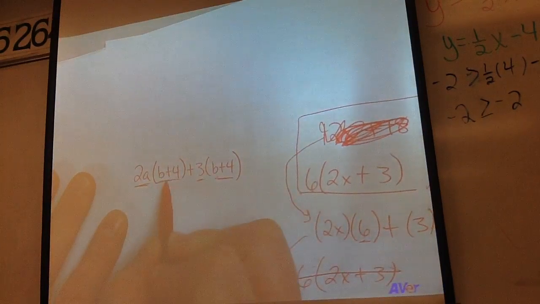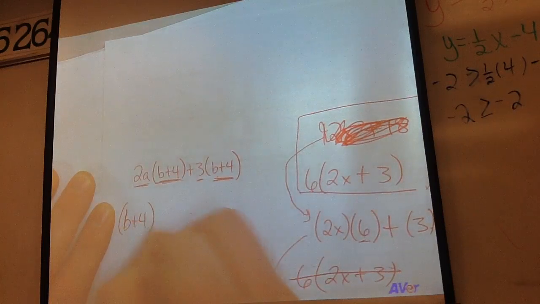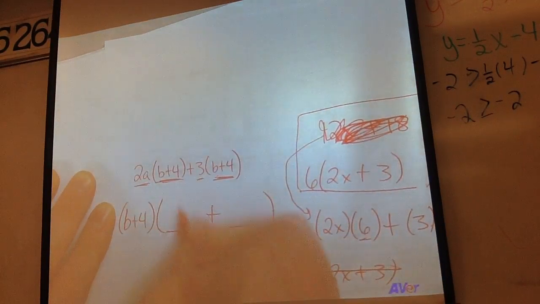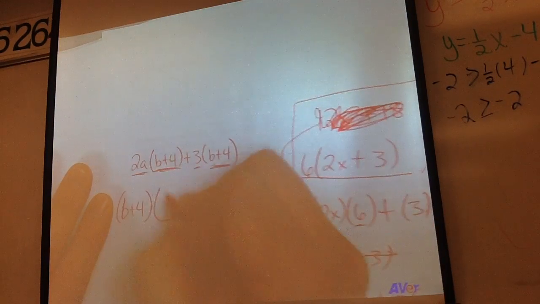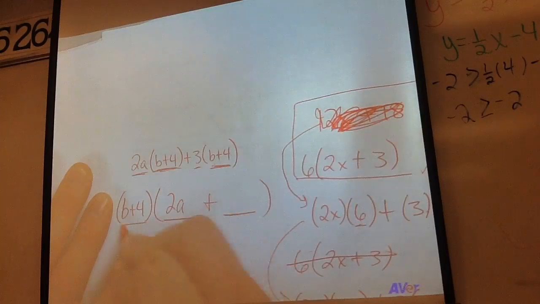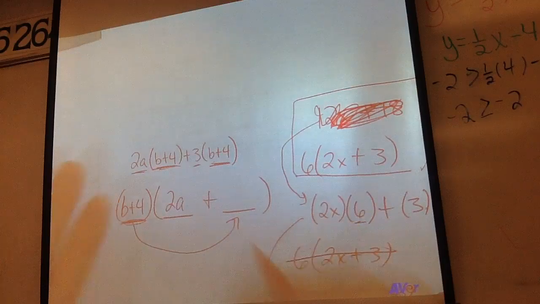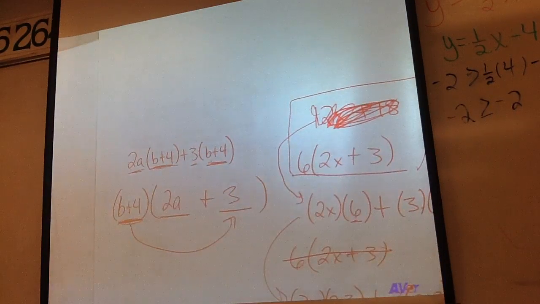Look, they both have a b plus 4 in common, so I'll put a b plus 4. B plus 4 times what gives me that? 2a. B plus 4, the whole thing all together as one package. Finally got it. As one package, that times what gives me that? 3. Yeah, alright. I got it.